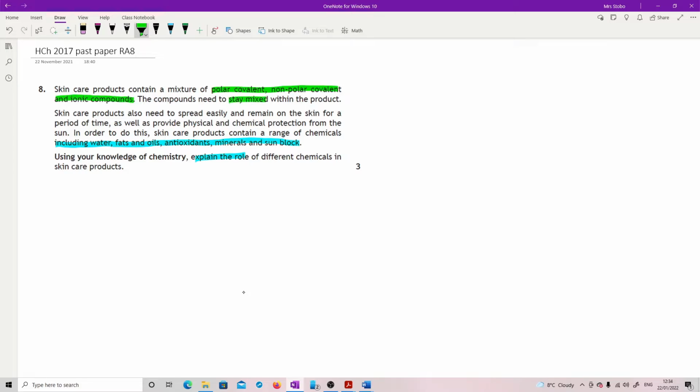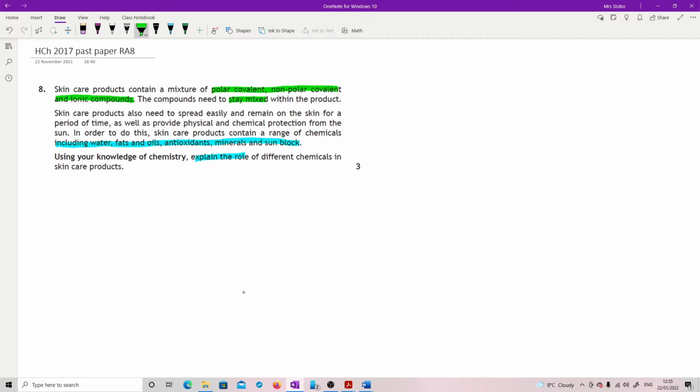So for a start, we can take water and fats and oils and explain that they will be soluble in each other if we take water for the polar covalent and fats and oils for the non-polar covalent and water for the ionic, okay? And since you have fats and oils, you could argue you've got two sides to that in terms of a hydrophilic, hydrophobic bit.